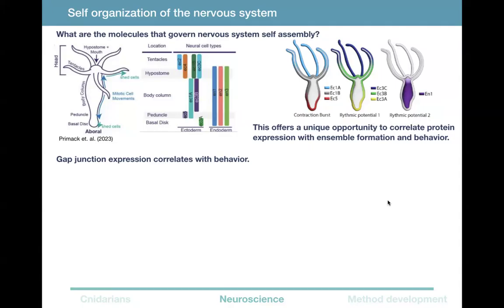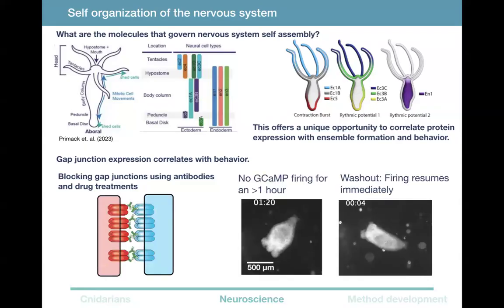synchronous groups. And so what we're doing is using different methods to block these gap junctions or do drug treatments to try to pick apart whether these gap junctions really are the driving force of self-assembly, whether they're encoding how a neuron chooses to make connections with other neurons, and how it chooses to not make connections with certain neurons.